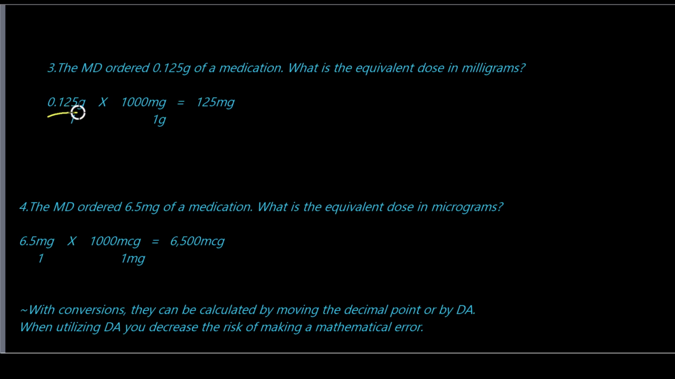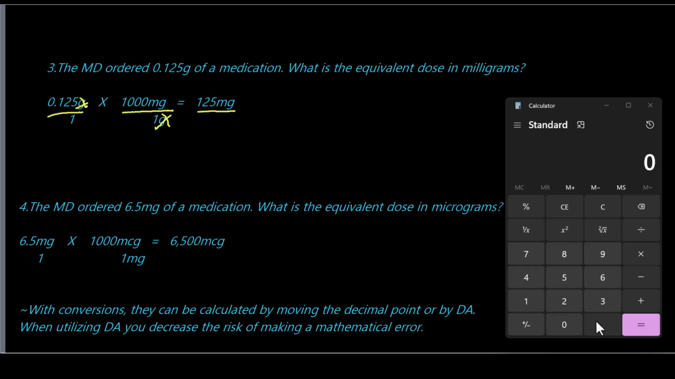Problem number 3. The MD orders 0.125 grams of a medication. What is the equivalent dose in milligrams? 0.125 over 1 times 1,000 milligrams over 1 gram. You know this is the conversion factor based on our equivalence table, that 1 gram is equal to 1,000 milligrams, and we're setting up the problem so the unwanted units cancel. So the grams cancel diagonally and we're left with 0.125 times 1,000 milligrams, and our answer is 125 milligrams.